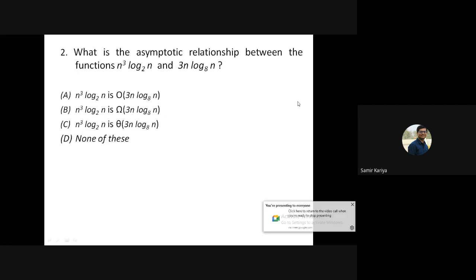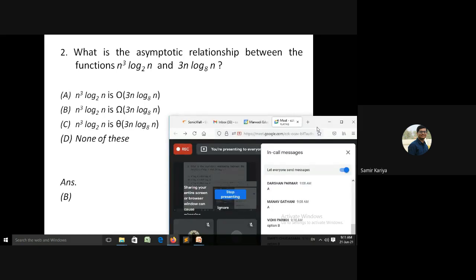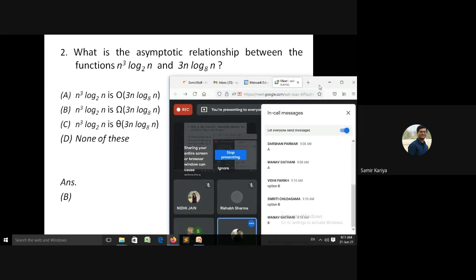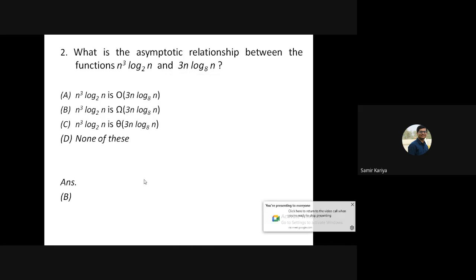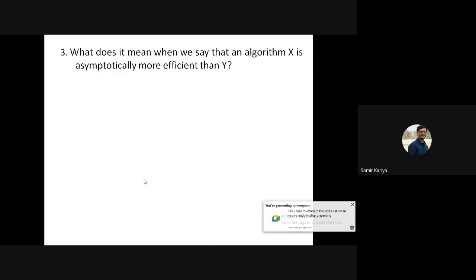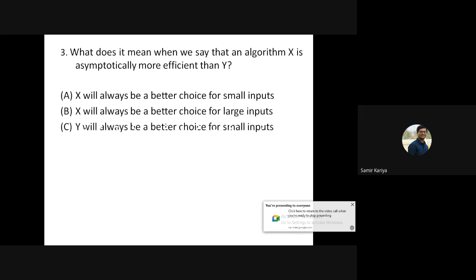If any query in these two questions, you can ask me. Any doubt? Any query? All of you clear? Then move to the next one. Okay, next question.